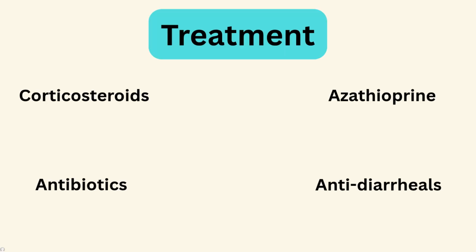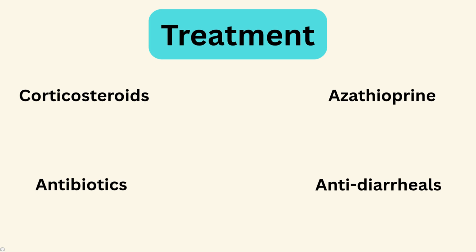Now, can people live with Crohn's disease? Yes, for sure they can, and we need to provide the treatment for such patients. Now, the first line of treatment: since there is an inflammation, we give anti-inflammatory drugs, that is the corticosteroids, such as prednisone, which can help reduce inflammation in the body.